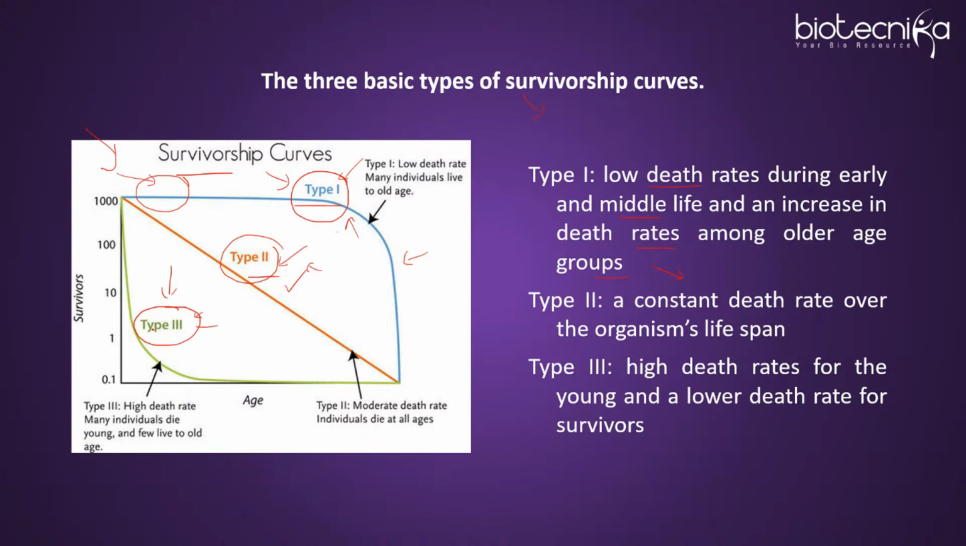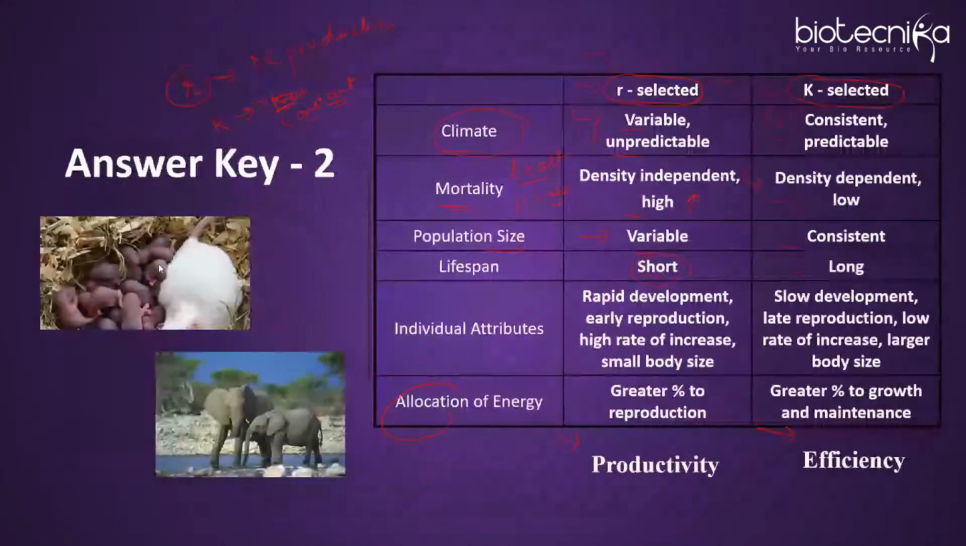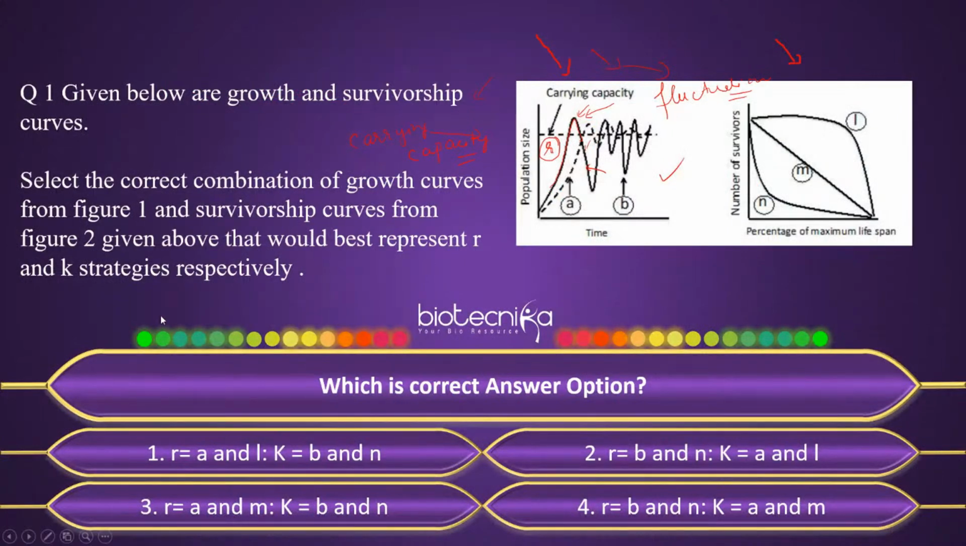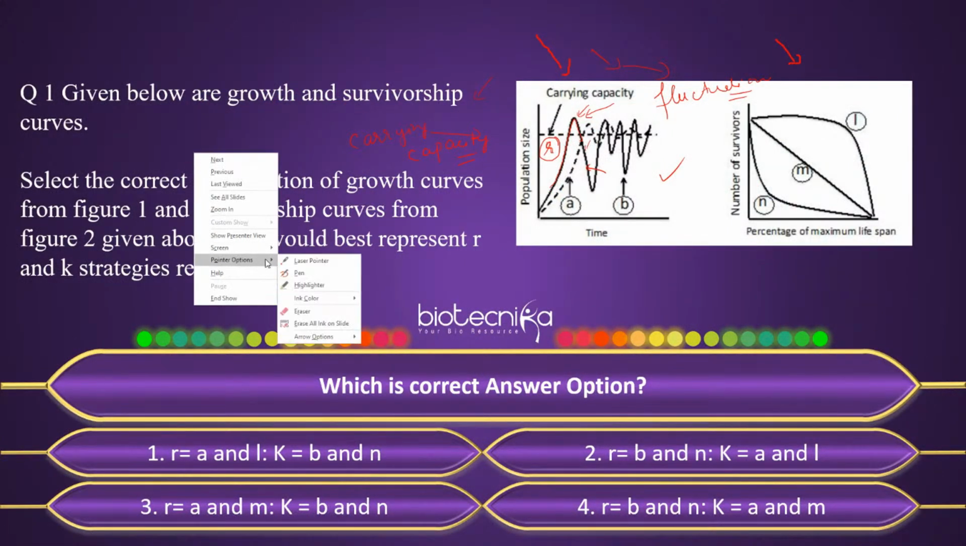Here, invertebrates, insects, and many plants or trees produce a large number of seeds. But how many of those seeds are going to sprout and grow? Very few. But whatever number of seeds do grow, they will live long. That is the property of the type 3 survivorship curve. Now, based on this, we'll come back and use all this explanation to find the right answer.